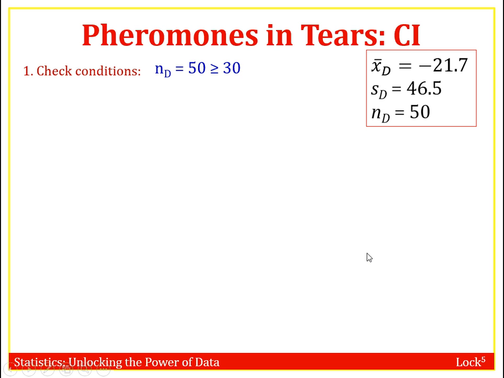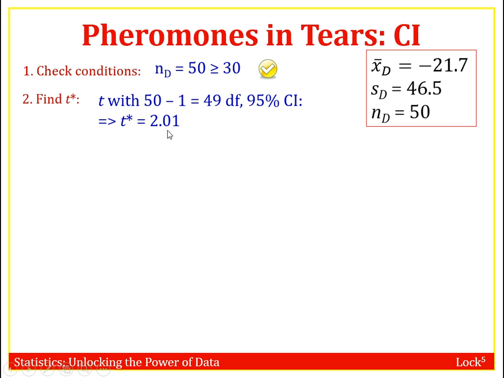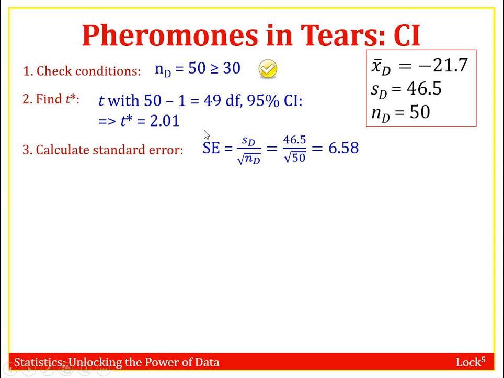So we check our conditions. We have to be larger than 30. We knew that from the last slide when we did our test. We find t star, go to the stat key, hit t distribution, hit 49 for your degrees of freedom, hit the two tail. It'll pull up your 95% confidence interval, and the two numbers in the very bottom, left and right, really we only need the one on the right, gives us 2.01. We calculate the standard error. Well, we did that on the last screen, so we just write that down.